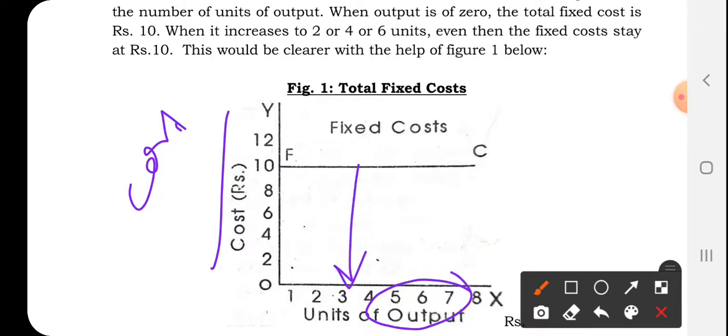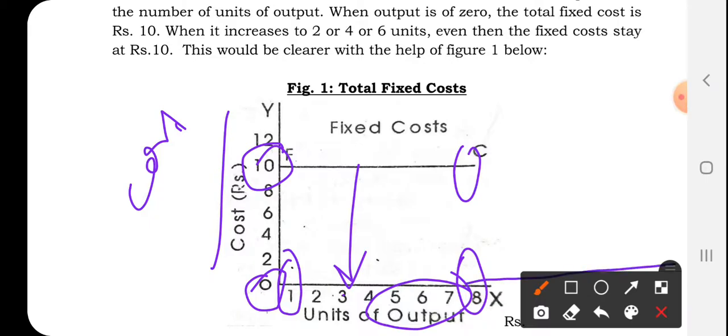This shows that even if the production is 1 or even if the production is 0, the fixed cost is 10. Even if the production is 8, the fixed cost remains 10. Even if it extends to n number of times, the fixed cost will still be the same. So there is no change in the fixed cost even if the production increases or decreases.